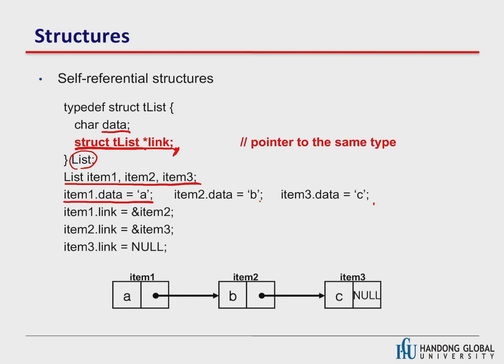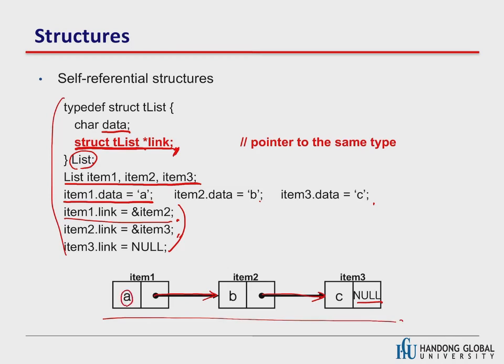And then item 1 dot link is a struct list pointer, which means link can point to any other instance of list. So item 2 is an instance of list, so item 1 dot link can point to item 2, which means item 1 dot link can have the address of item 2 as its own value. Likewise, item 2 link can have item 3's address, and item 3 link can have null. So by these 3 lines, we are making these pointers. So we can represent these lines with this graph.